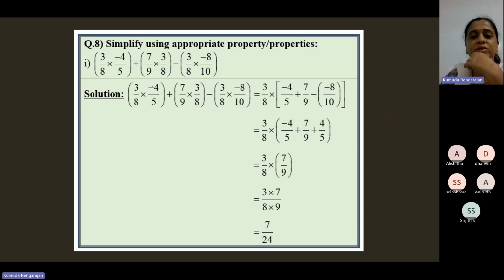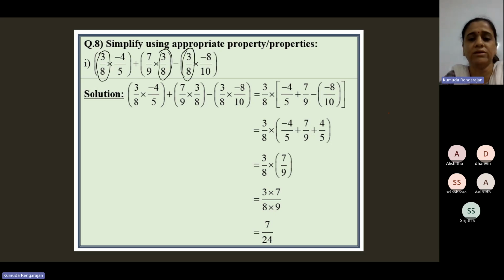So the heading is simplify using appropriate property or properties. You should simplify using appropriate property or properties. Distributive property. Look at the expression given. In the first bracket, you have 3 by 8 into minus 4 by 5. Second bracket, 7 by 9 into 3 by 8. Then in the third bracket, 3 by 8 into minus 8 by 10. So we see that in all the three brackets, 3 by 8 is common.